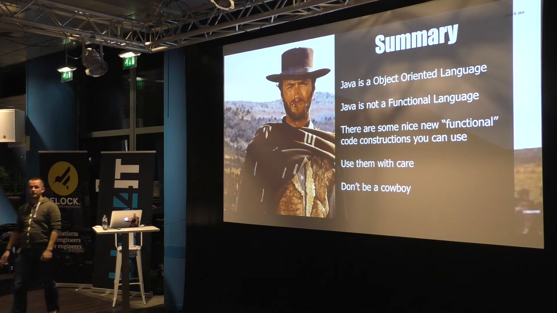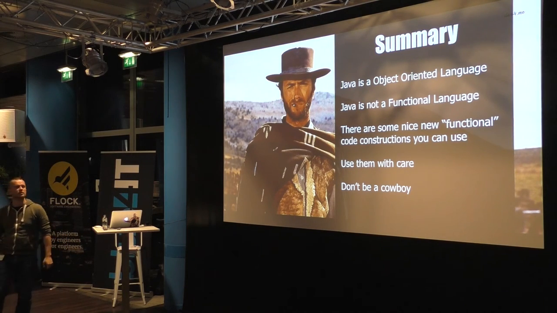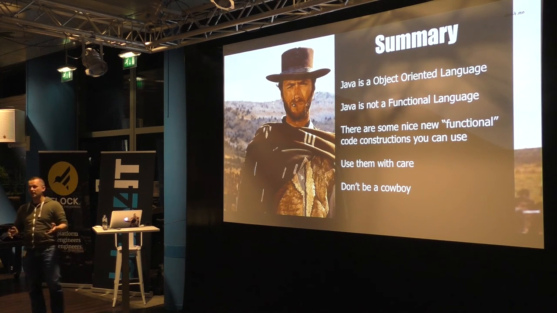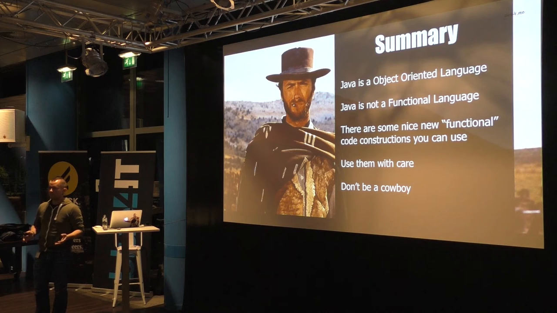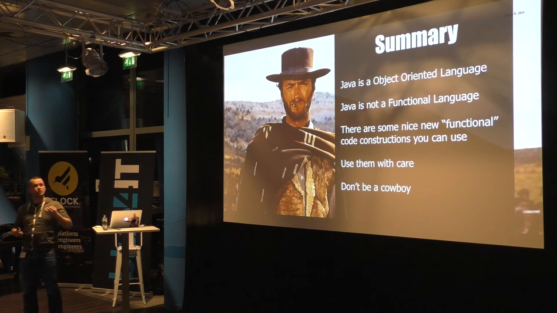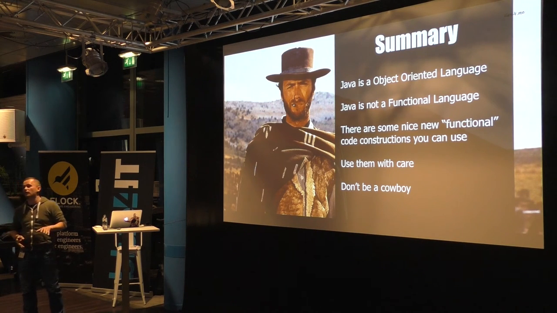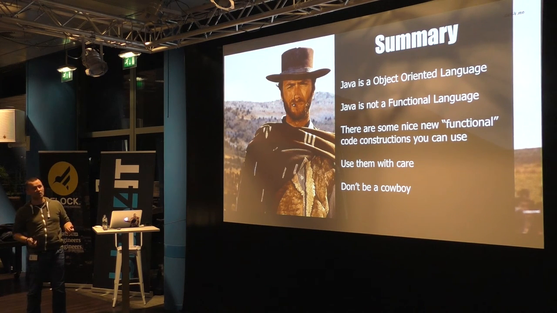Java is still awesome. It's an object-oriented language. And it will stay an object-oriented language. It's not a functional language. If you want to do pure functional programming and you want to stick to that, please use something else. You can use a functional style of programming. You can use a declarative style of programming, which makes your code more readable in most ways. But you have to be careful.